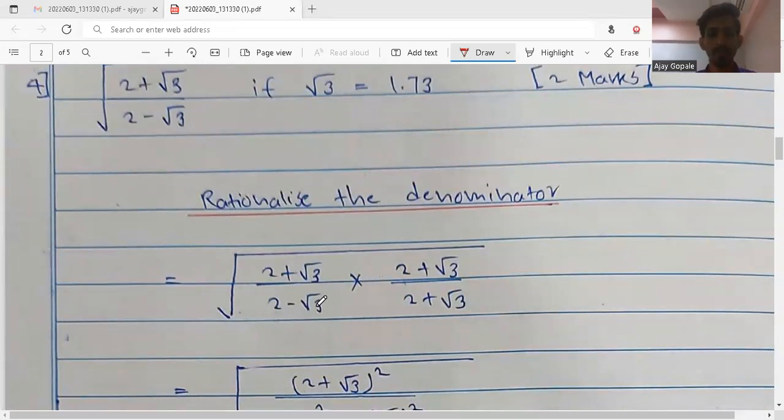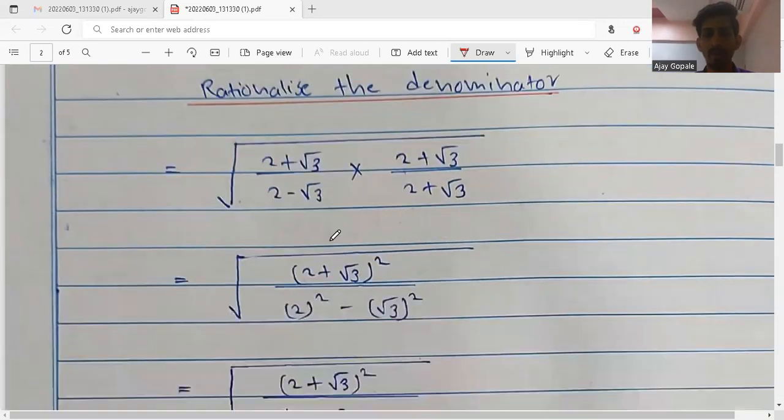So we are multiplying 2 plus root 3 both in numerator as well as in denominator. Now multiply करते समय we need to multiply numerator with numerator, denominator with denominator. So 2 plus root 3 into 2 plus root 3, it is like x into x, that is x square. So it will be 2 plus root 3 the whole square.